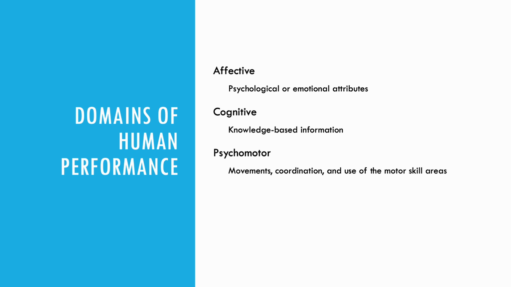Then we have our cognitive, which is our knowledge-based information. This includes knowledge, comprehension, application, analysis, and evaluation. And then we have psychomotor, which is movements, coordination, and use of all motor skill areas. These include reflexive movements, fundamental movements, and physical attributes. Each taxonomy is a hierarchy based on the previous levels.